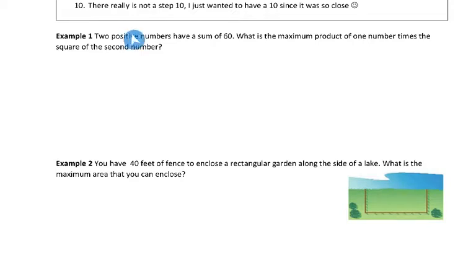All right, so two positive numbers have a sum of 60. What is the maximum product? So that's your giveaway that it's an optimization problem: one number times the square of the second number. Okay, so the very first thing I'm always going to ask you to do is write down what it is that you're trying to optimize. And in this case, we want the maximum product. So we're trying to optimize a product, and in this particular case, we want a maximum product.